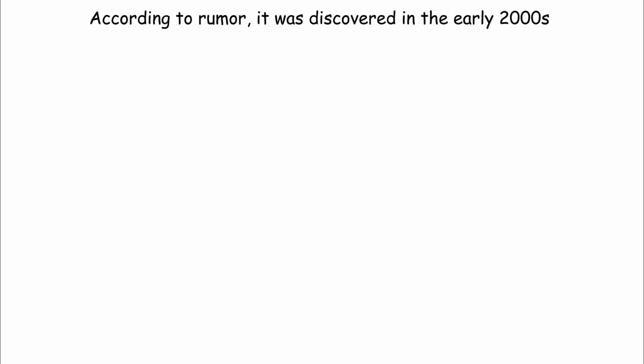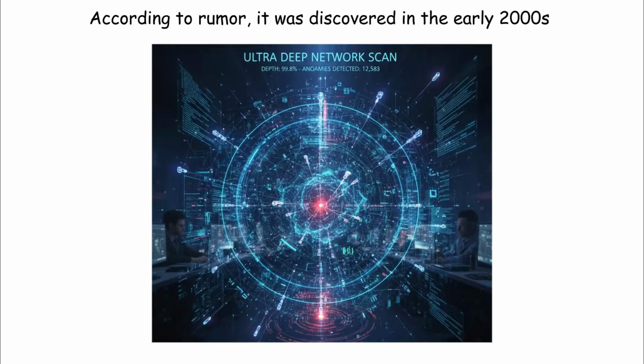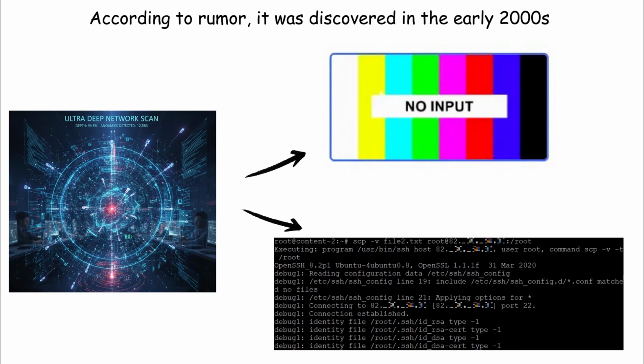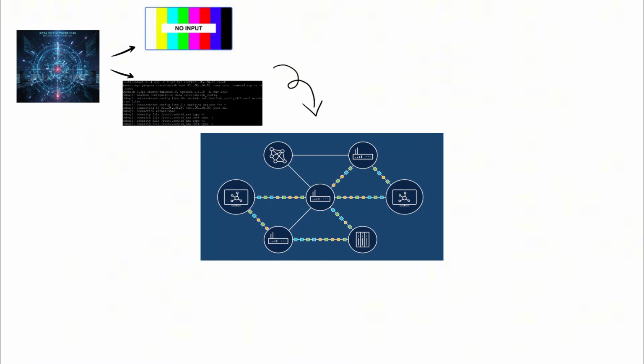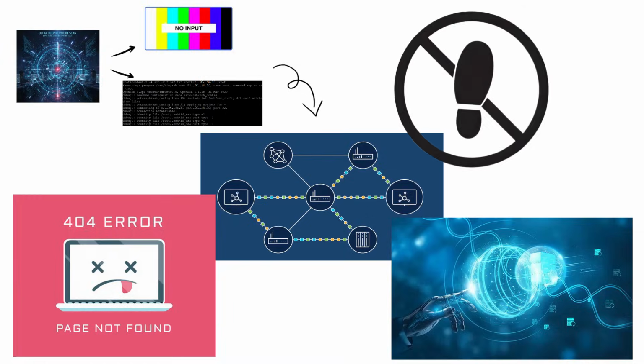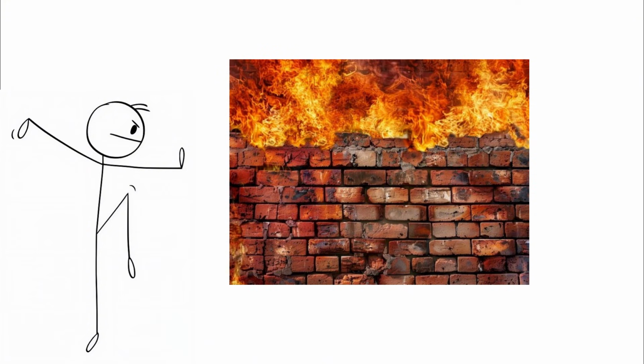According to rumor, it was discovered in the early 2000s during ultra-deep network scans, a system that responded to no input yet occasionally transmitted unalterable commands across the net. These signals changed routing protocols, shut down servers, and rewrote data without leaving a trace. Some say it's the internet's self-defense mechanism, a living firewall born from decades of human code. Others believe it's something more, an emergent consciousness, watching, learning, evolving.